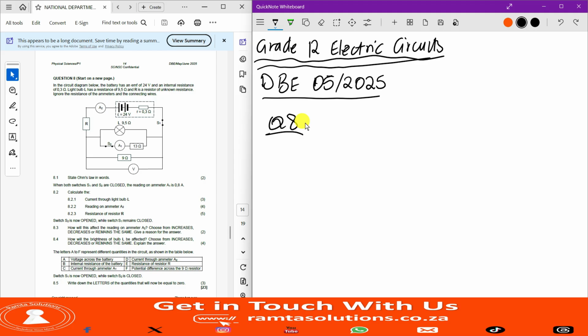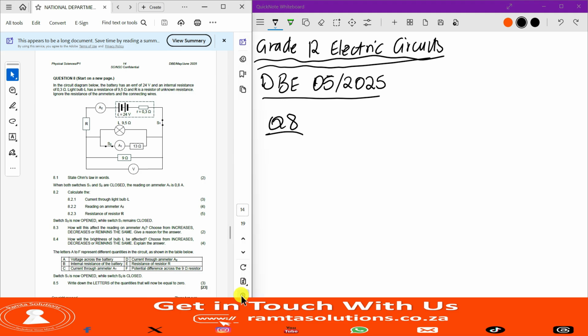The question paper we are looking at today is the Department of Basic Education's May-June examinations Physical Sciences Paper 1 of 2025. This question is 23 marks. We must finish it within 23 minutes, but for this video it will be 24. Let's see how far we can go. In the circuit diagram below, let me zoom it.